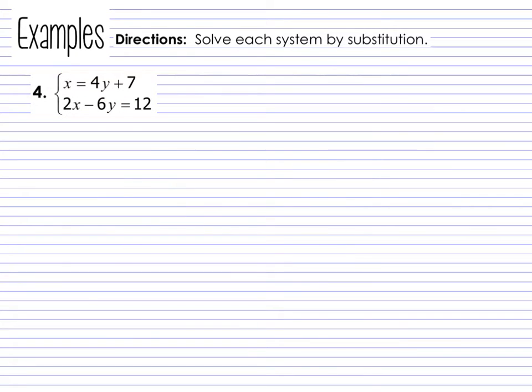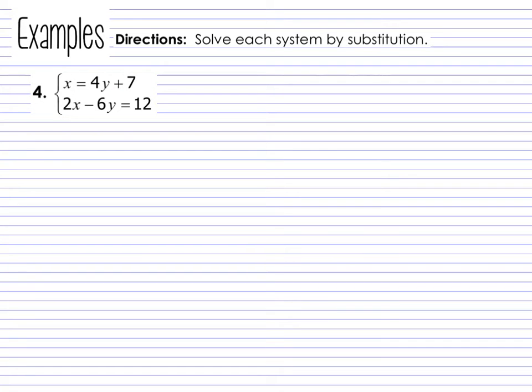All right, this is example 4. Number 4 is a little bit different because even though this first equation has a variable isolated, it's not y, which is the one we've been dealing with. Up to this point, every problem has had y isolated. In this case, x is the one that's by itself. The nice thing is, in substitution, it doesn't matter which one you solve for, so we can actually use this equation as it's been given.